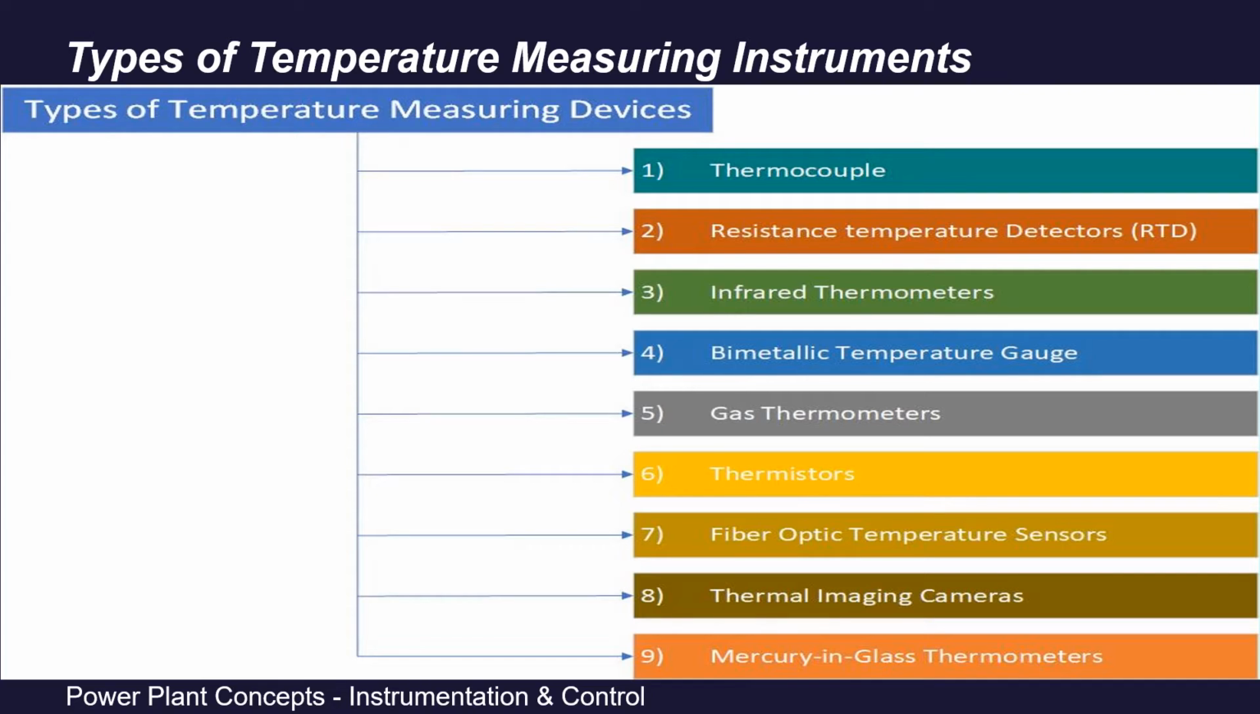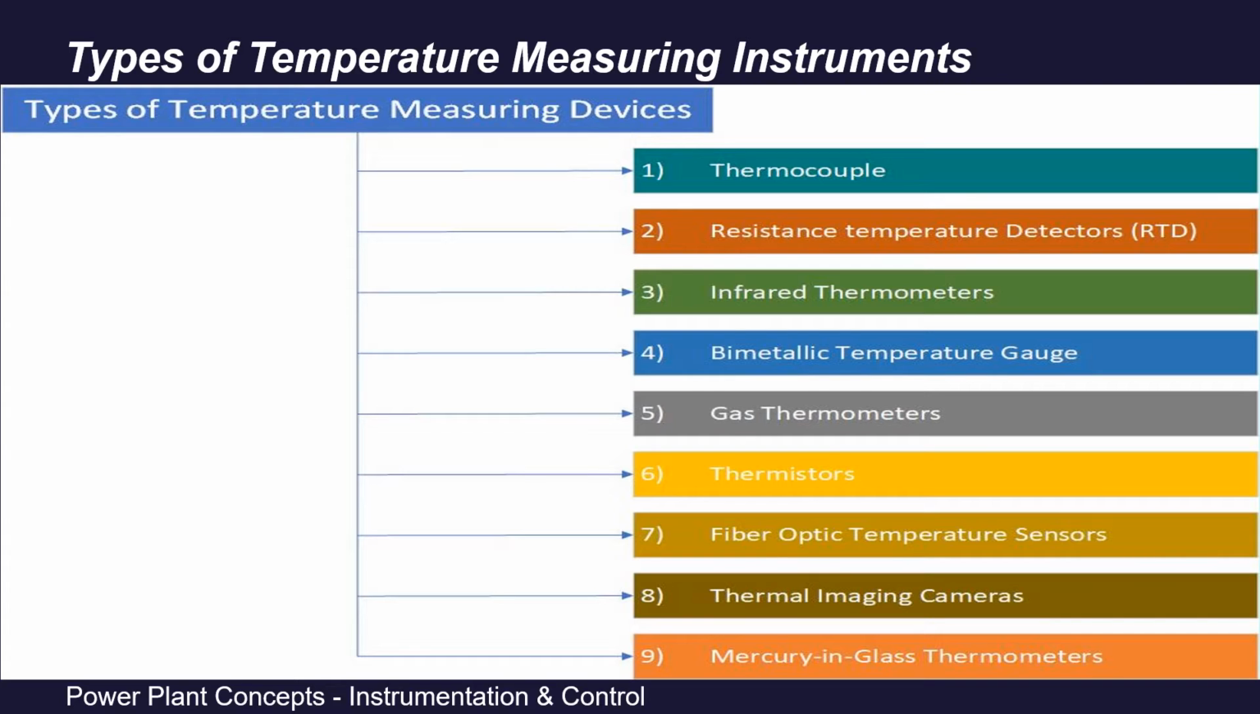So next slide is our main topic, that is the types of temperature measuring instruments used in power plant industry. In a power plant, we use various types of temperature measuring devices to monitor and control the temperature in different parts of the facility. Some of the basic temperature measuring devices commonly used in a power plant industry are: first one is thermocouple, next is RTD.